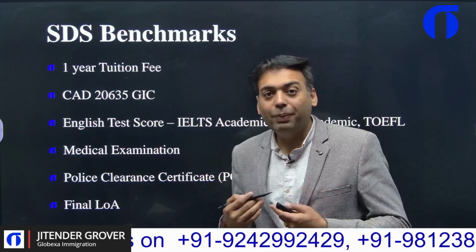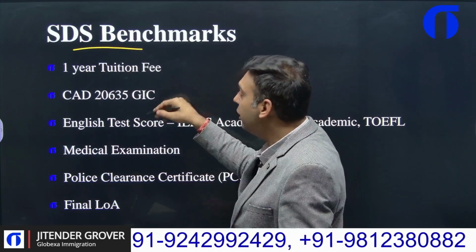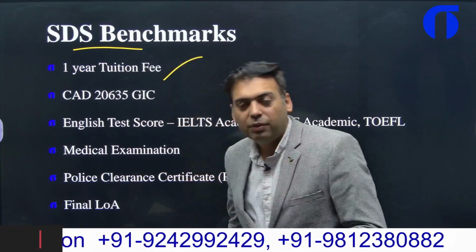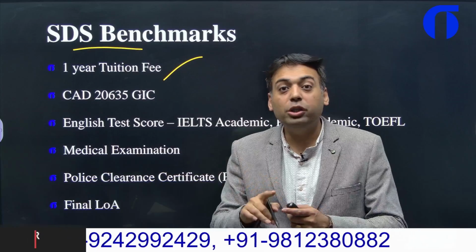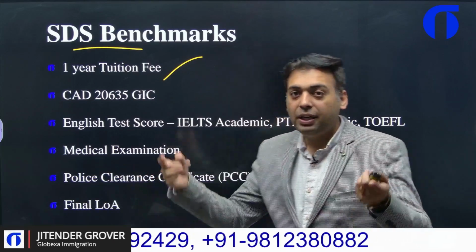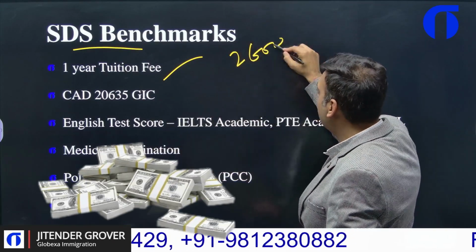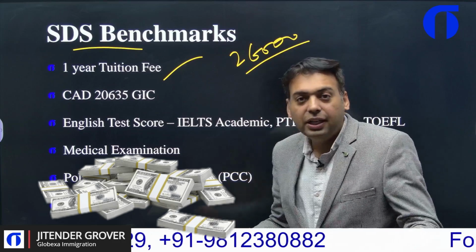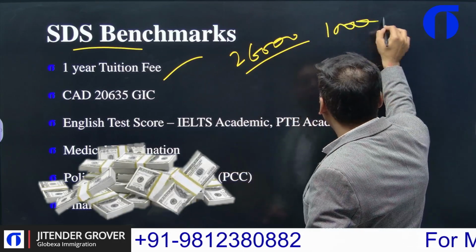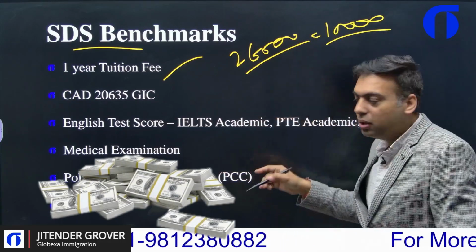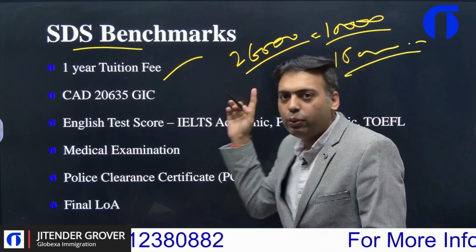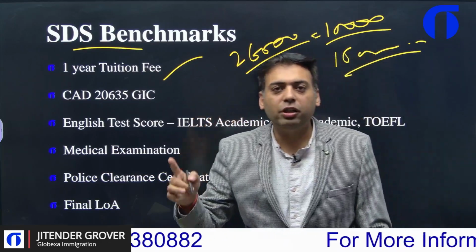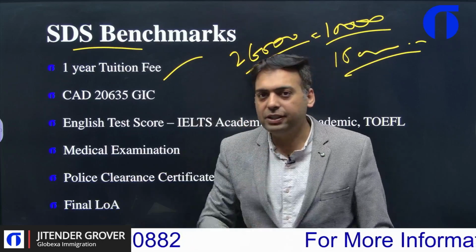Before going towards my advice, let's see what was the benchmark set in the SDS category. You needed to pay the first year of tuition fee, whatever the tuition fee was. If you are going for a 1 year masters, then you needed to pay the entire tuition fee. If the fee is $26,000, then you require to pay $26,000. If the first year fee was $10,000, you required to pay $10,000. If it was $15,000 or $20,000, whatever the tuition fee was, you were required to pay the complete tuition fee for the first year. So that was the first requirement.